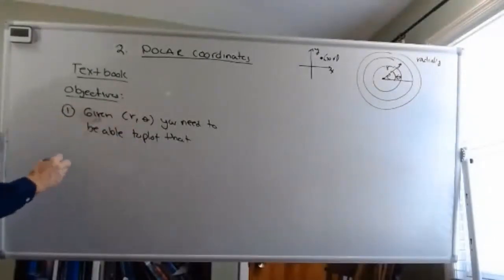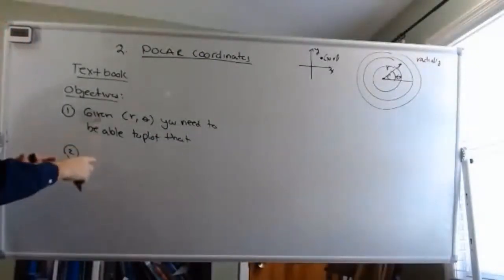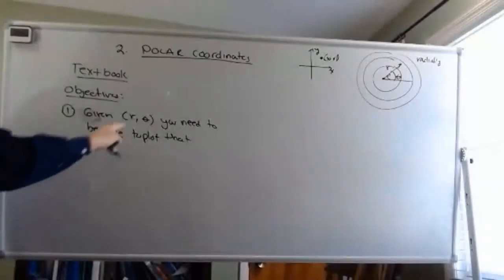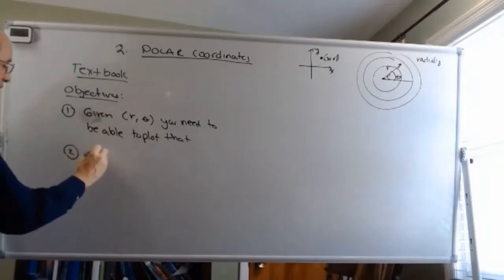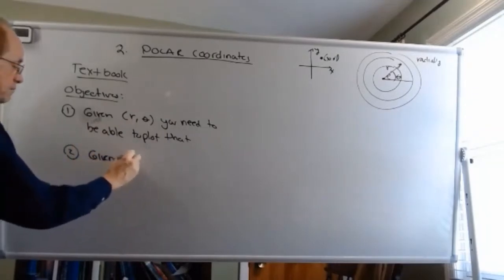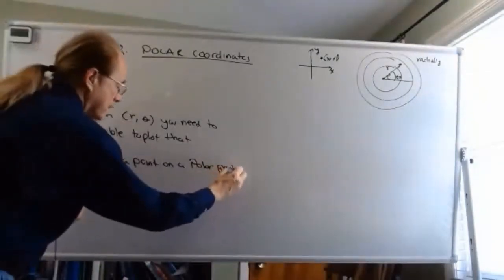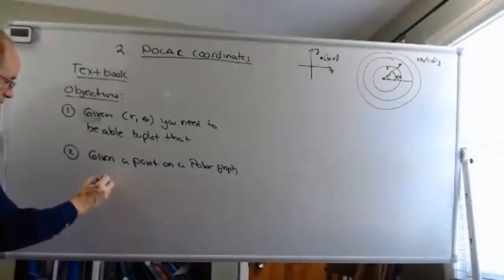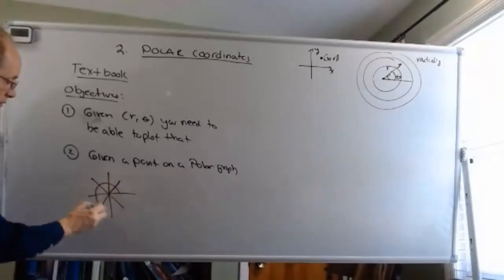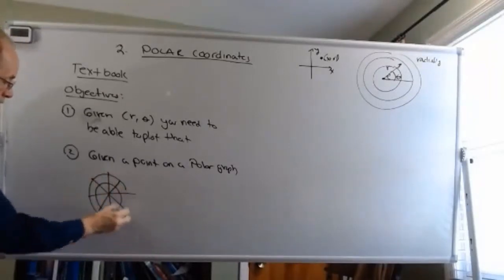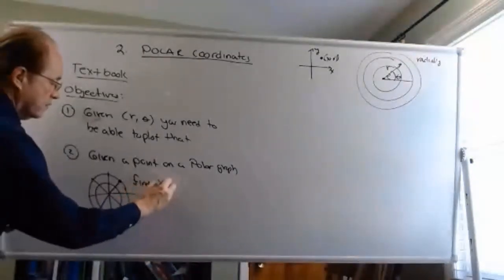The second thing you need to be able to do is, given a point on the graph, find its r comma theta, its ordered pair to identify its location. So given a point on a polar graph, so you've got something like all these things emanating out over here, and all these circles, and say, put it over here, can you then determine, find its location, r and theta.